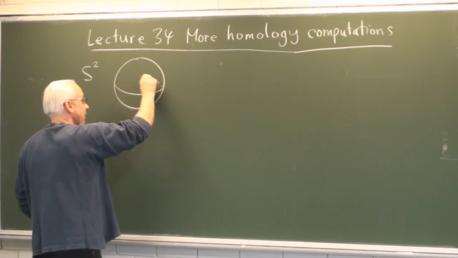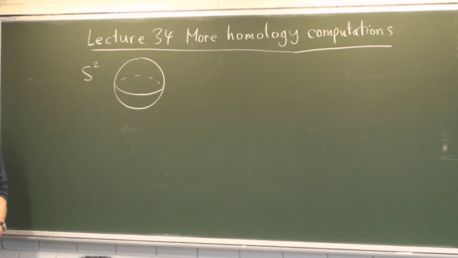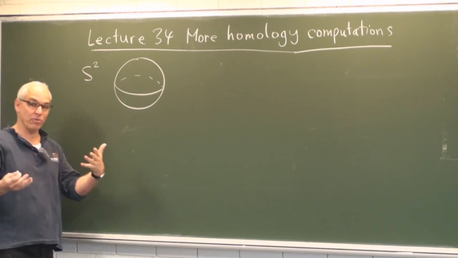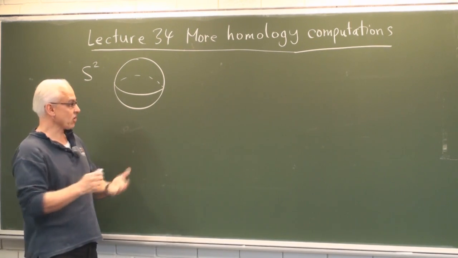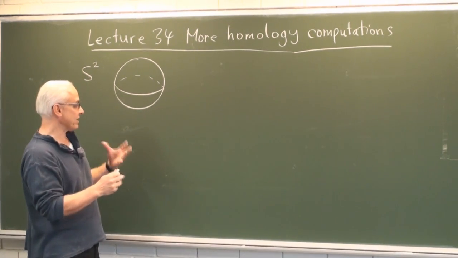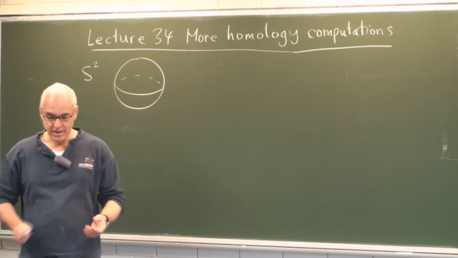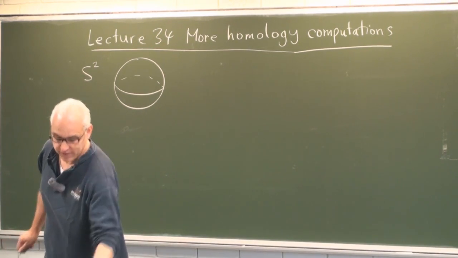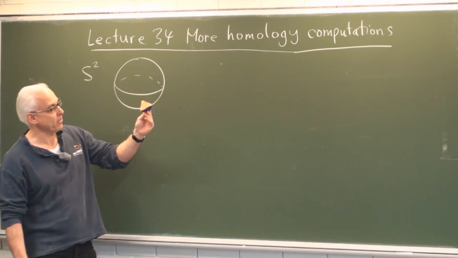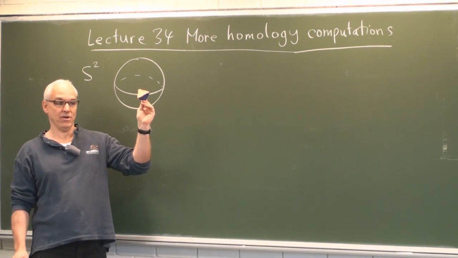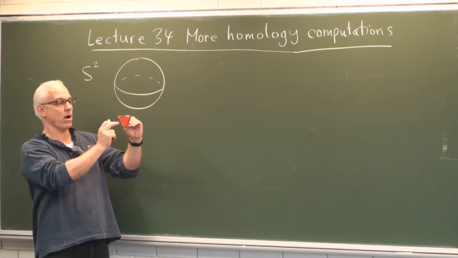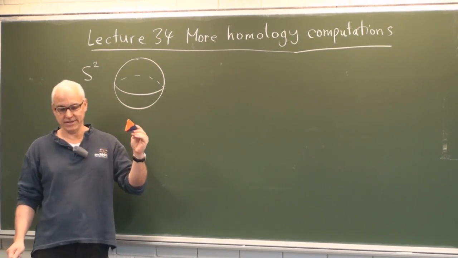Let's compute its homology. Okay, so the first thing we want to do is rethink what this thing is in terms of a simplicial complex. So we want to construct it out of triangles, essentially. There's a number of different ways of doing that, but probably the simplest one that would strike you immediately is to think of it as a tetrahedron made out of four triangular faces.